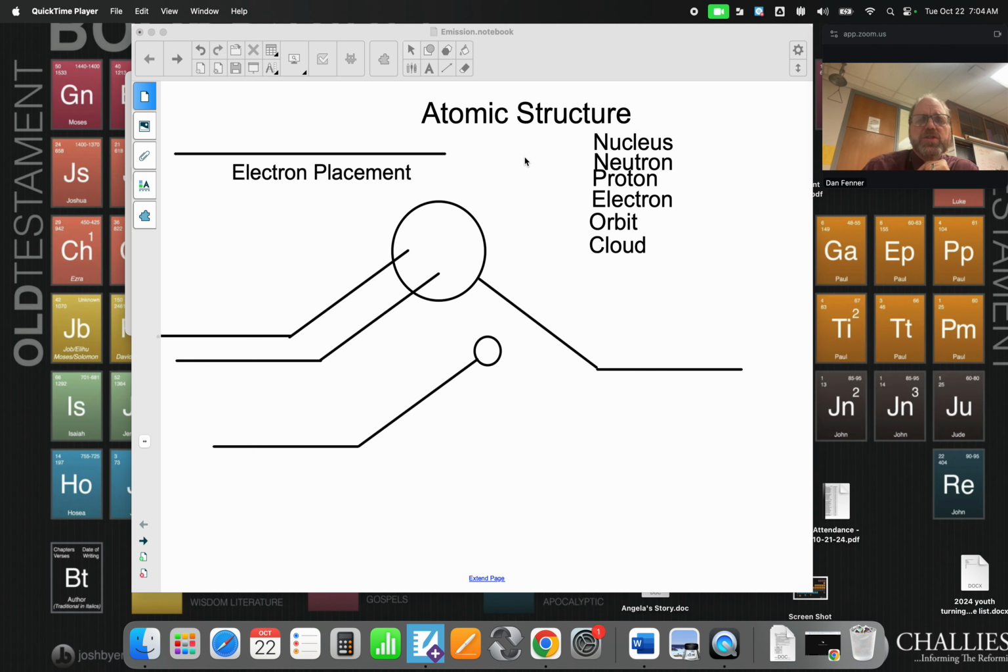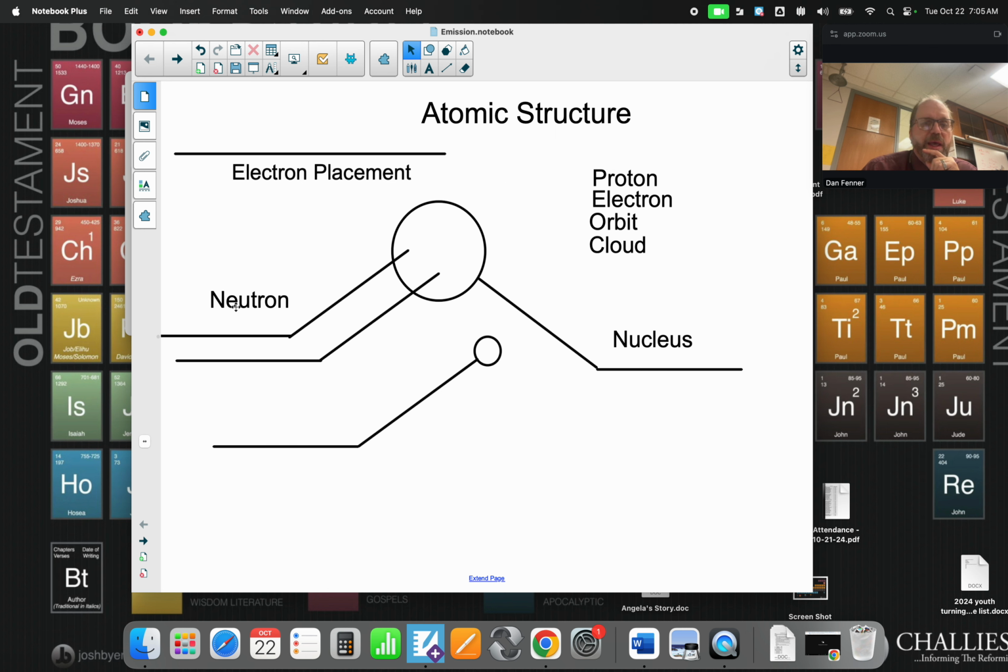So here's atomic structure. This is a model of the atom. We have this big old ball here, and hopefully you know that that is my nucleus. And what two particles go inside the nucleus? That would be the neutron and the proton. All right, this little bugger that sits out here, that's my electron. And do electrons go in clouds or orbits? Well, hopefully remember they go into clouds.